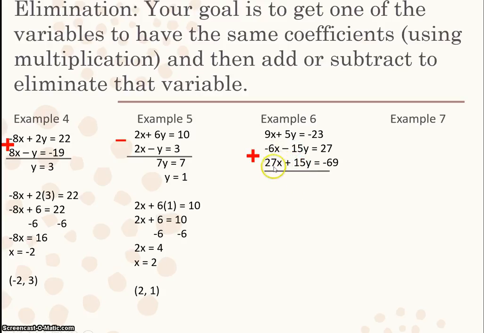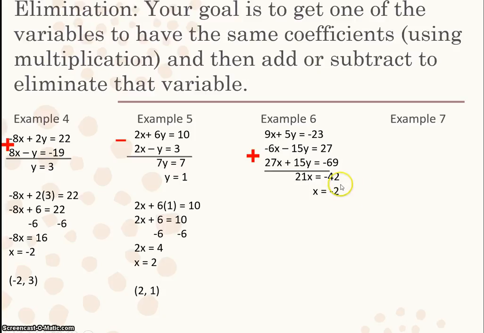So negative 6x plus 27x is 21x. The y values cancel because negative 15 plus 15 is 0. 27 plus a negative 69 is negative 42. I divide by 21 on both sides, and I get x equals negative 2.